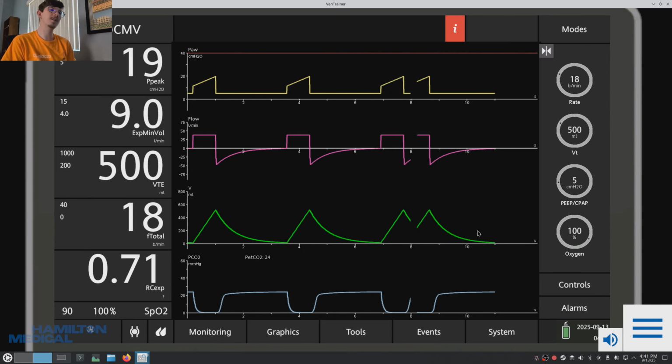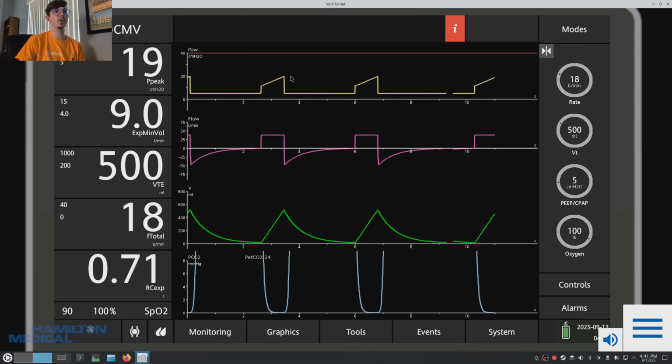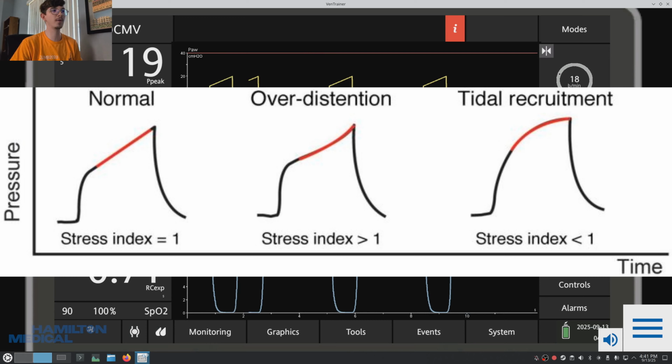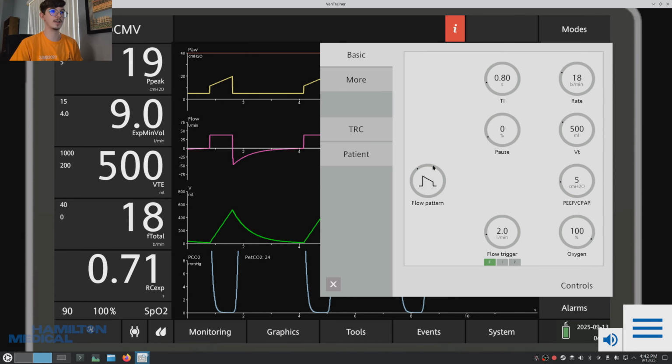Now, the second thing the pressure waveform can tell you is what's called the stress index, which, once again, is a complex topic. I'm not going to get into the details, but long story short, it gives you a quick and dirty idea if your patient is maybe over-distending or maybe needs a little more recruitment. But that's all I'm going to mention on that, and you really only see that in volume control. You're not going to see that in pressure control at all. And if I'm correct, you really only see it with a square waveform or constant flow. You're not going to see that if you have the decelerating flow.